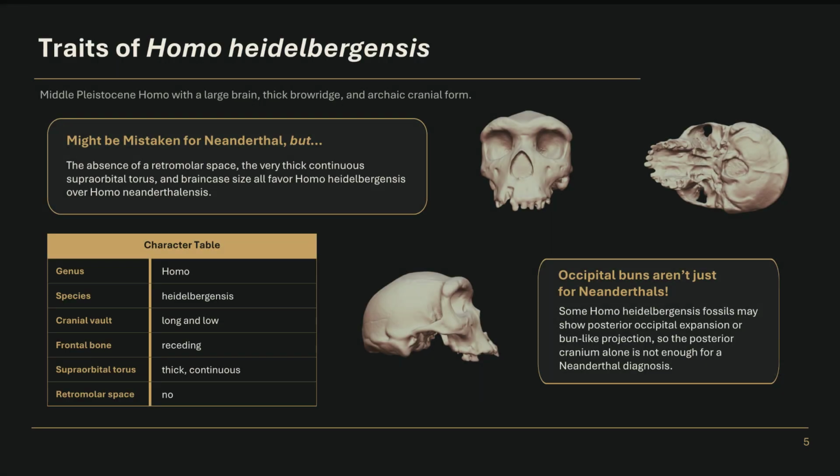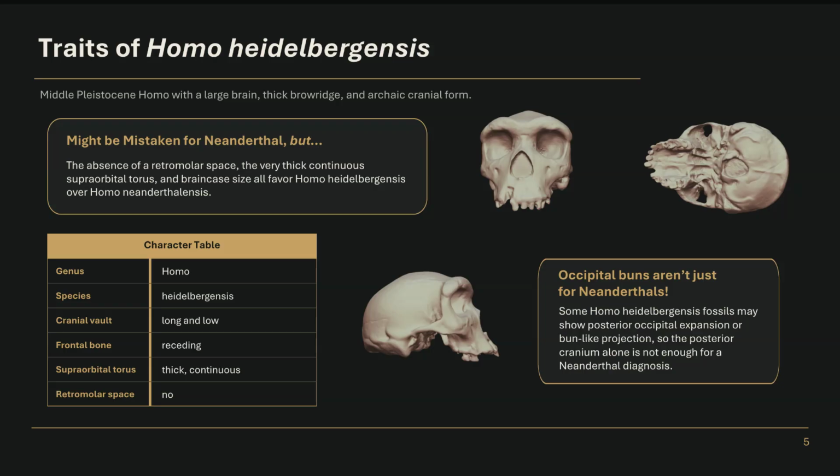Homo heidelbergensis. Homo heidelbergensis occupies an important position in Middle Pleistocene human evolution. It is generally associated with a large brain, thick cranial bones, a receding frontal bone, and a strong, continuous supraorbital torus. The cranial vault is often long and low, retaining an archaic form compared with later Homo sapiens.